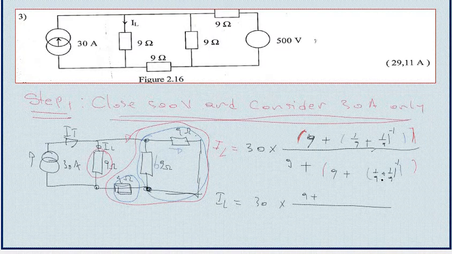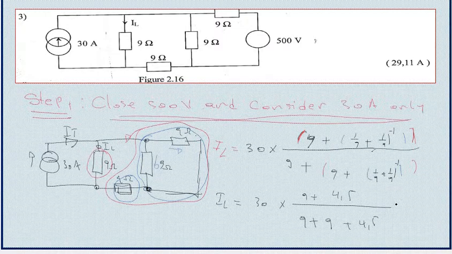So the value will be, if I compute all this, I'm gonna get 4.5, and then here I'm gonna have that 9 plus I have another 9 inside here, and then I have that one which is 4.5. So if I carry on again, I'm gonna get the total current.